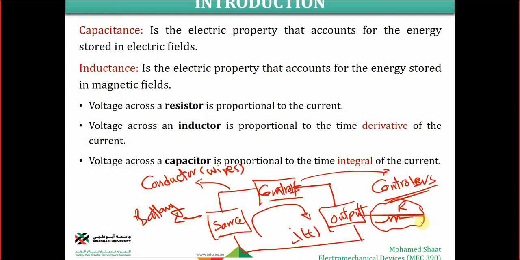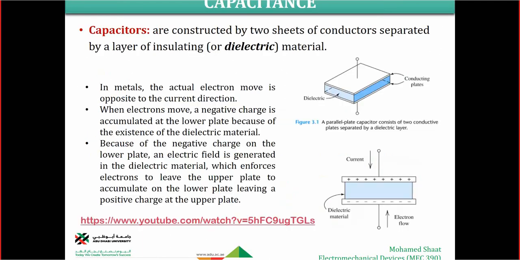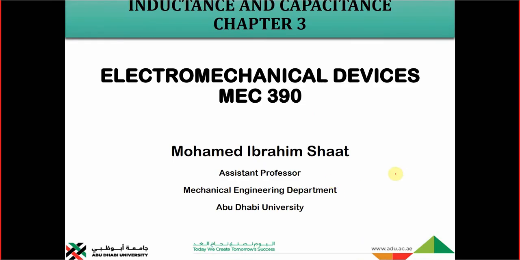What is the function of the controller? Controllers are basically used to control the amount of current and voltage through the electrical circuit or over any electrical element. For example, let us consider the simplest form ever of an electrical circuit. Assume that you have a very simple battery like this one, and you just have two wires that are connected to a lamp.